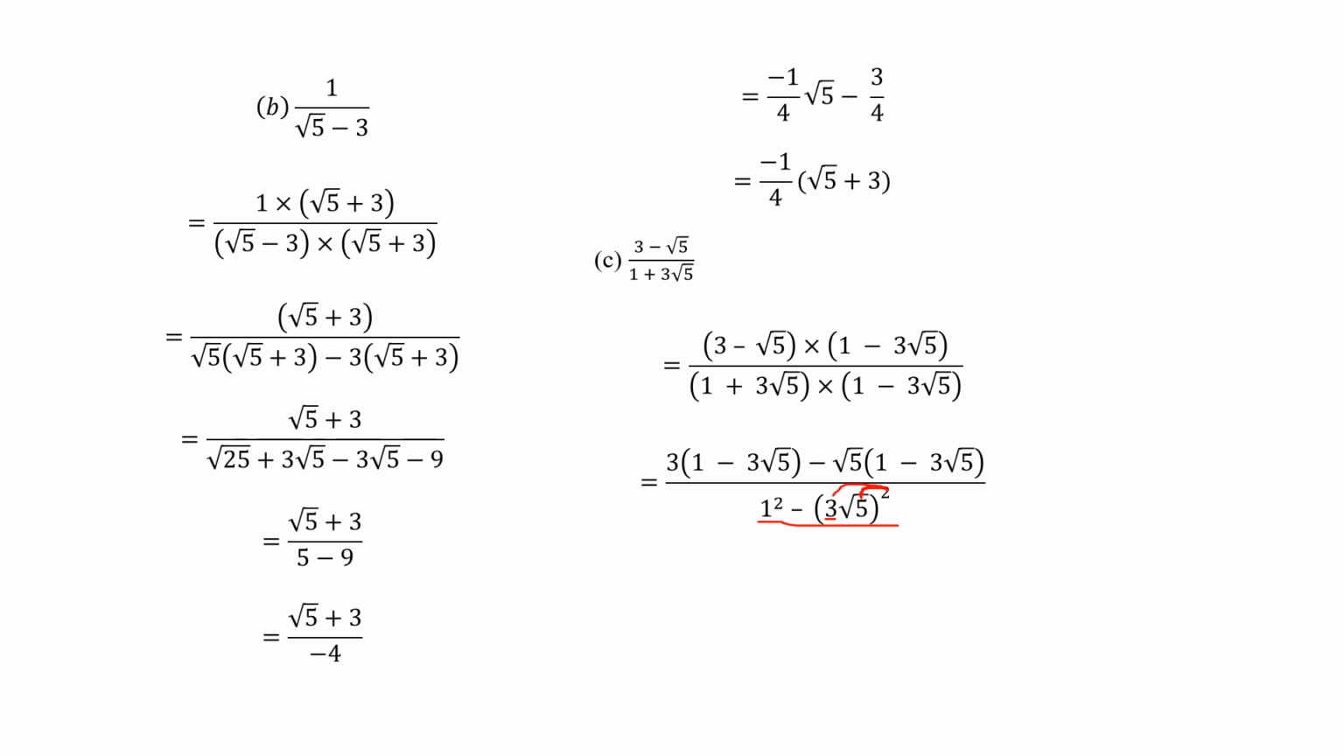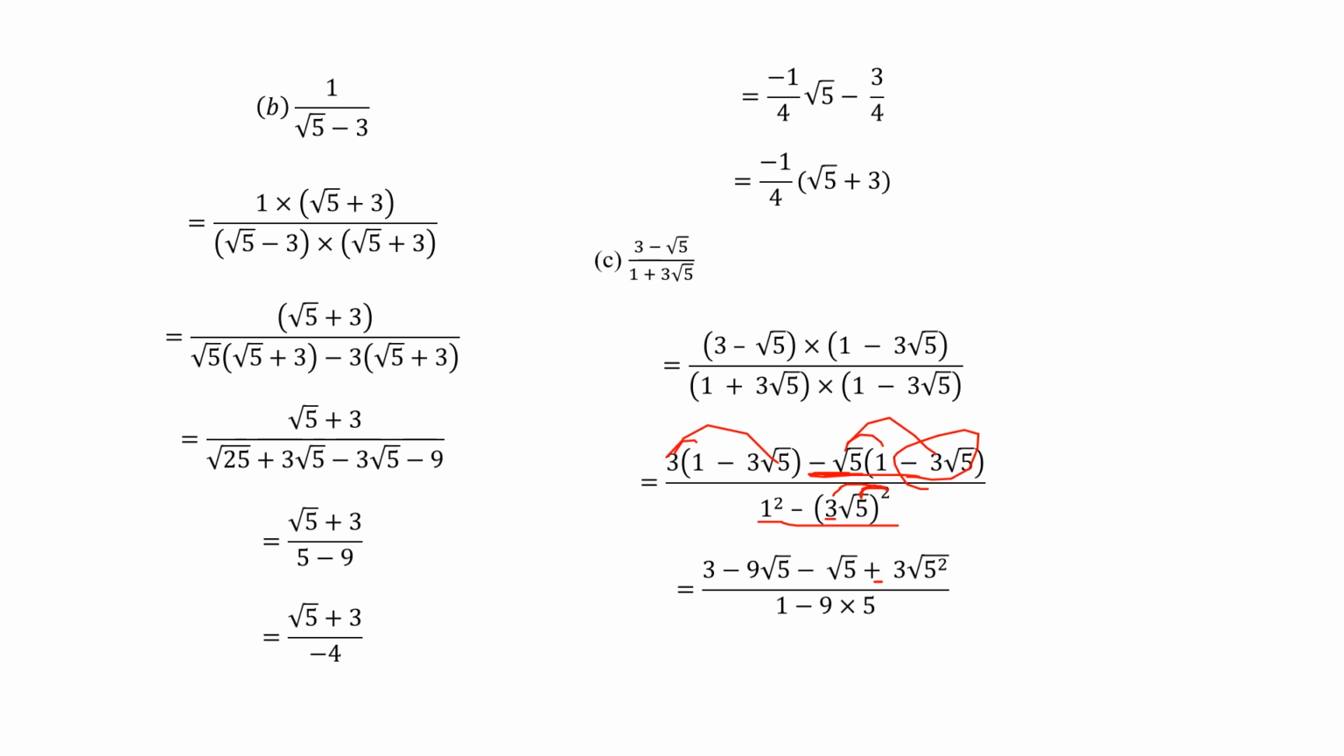When we go to the numerator, we looked at how to expand. So we are going to expand further, the 3 multiplying that and that, the negative root 5 to multiply that and that one there. So we are having the change of sign. The negative root of 5 is multiplying the negative 3 root 5 to have a positive sign there.